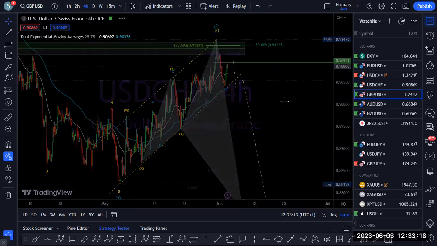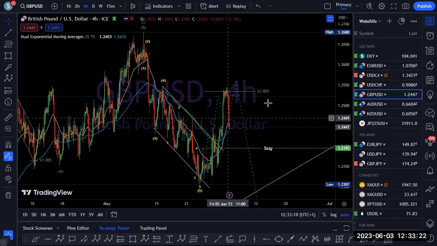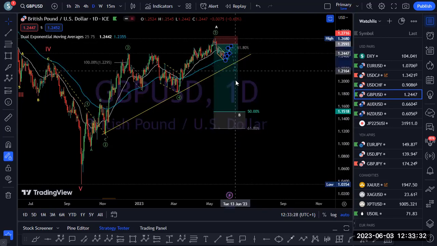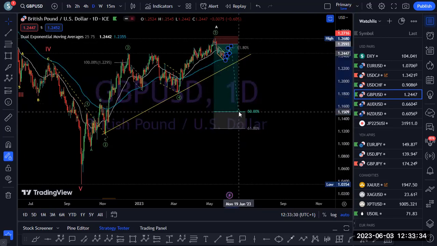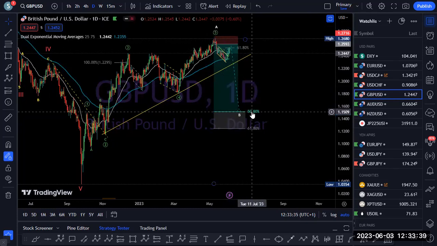Pound USD. The same sharp move, unexpected. The pound USD has gotten to my, let's see the daily. This is my main trade. This is what I want to trade. This with B. This is with A. With B. This is what I want to trade.